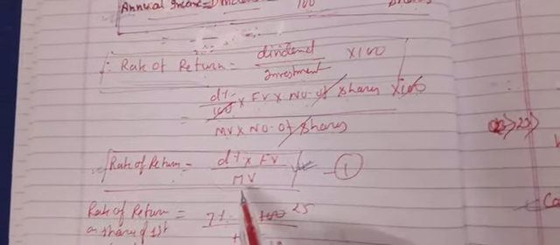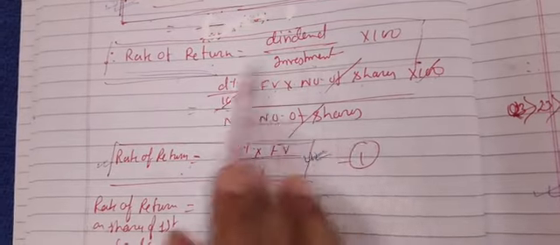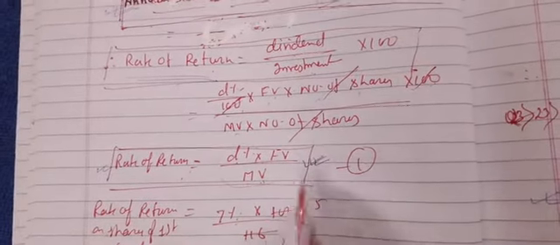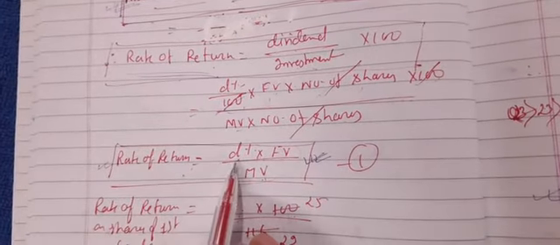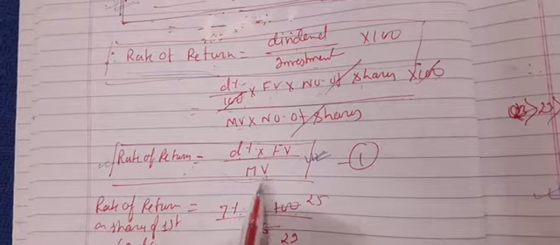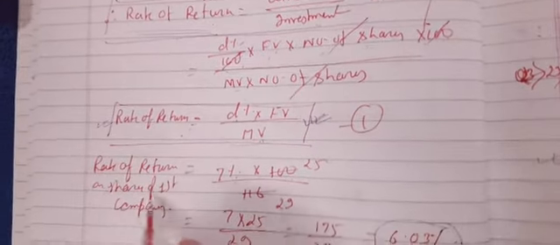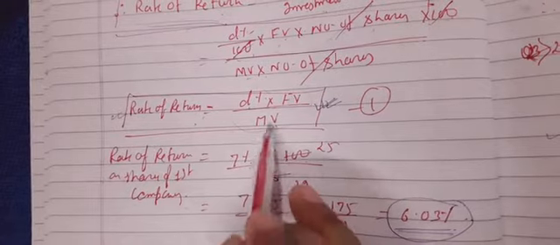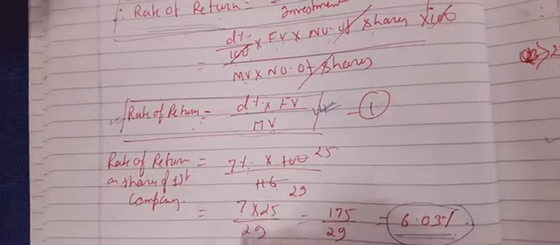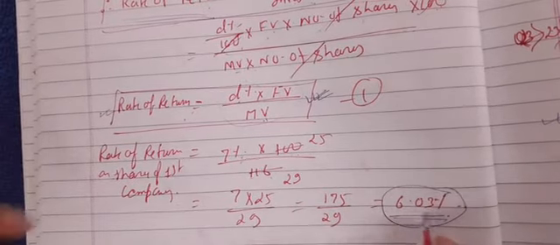Even in my second video where I explained dividend, I explained all the formulas there, and this thing I have explained in that video also. If you want, you can check that. Rate of return is equal to dividend percent into face value upon market value. So for the first share we are going to check the rate of return. Dividend percent is 7%, face value we have assumed is 100 rupees, and market value was 116. When we calculated, we found that this is 175 upon 29, that is equal to 6.03%.